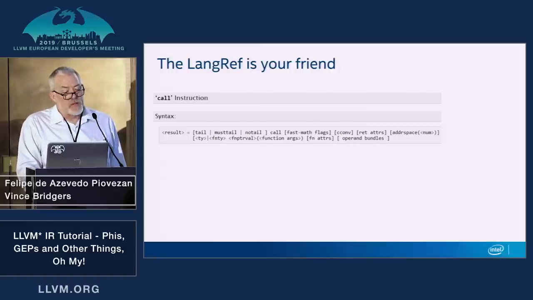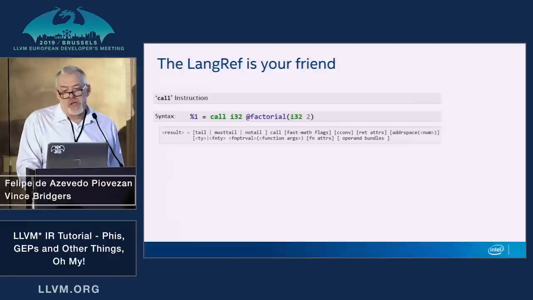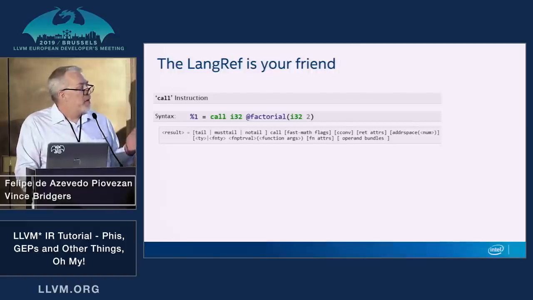So you can see the call instruction language reference here. It defines the call instruction. There's a syntax definition here. And we'll add our instruction here just for reference, so you can correlate the instruction we had in our example with the information that's in the syntax section.